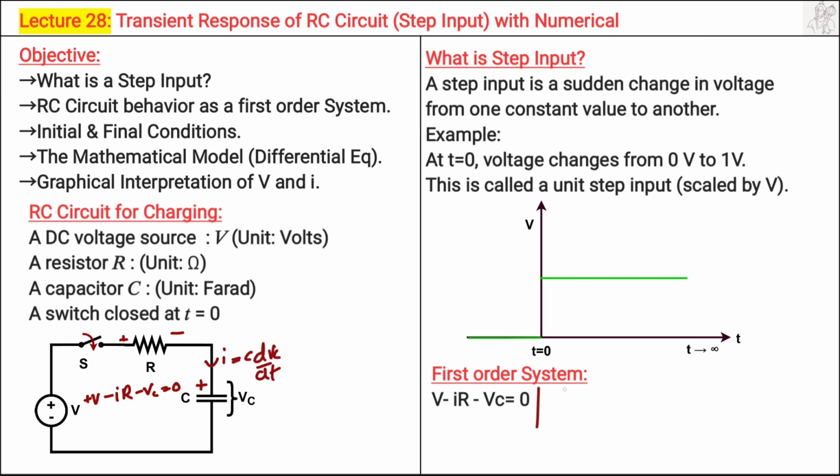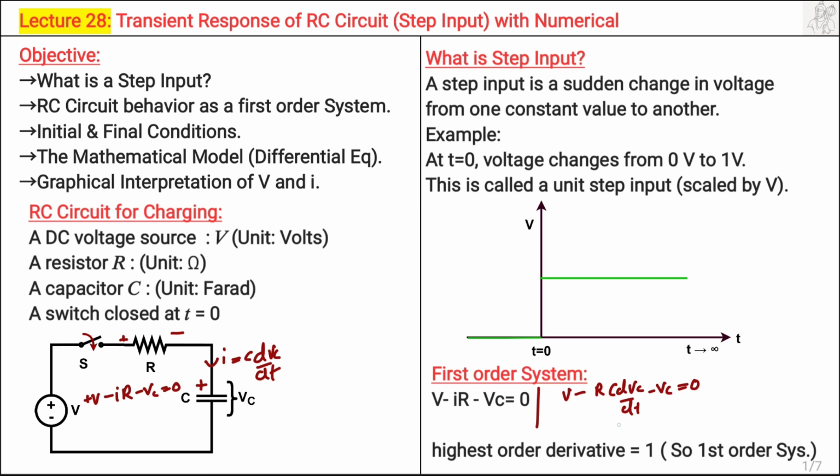And modifying the equation by putting the values of I, we get V minus R into C dVc by dt minus Vc is equal to 0. And from here we can see that the order of derivative is 1. Therefore, it is said to be first order system.